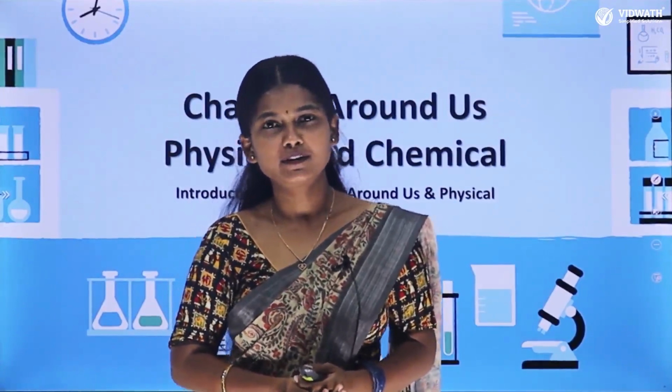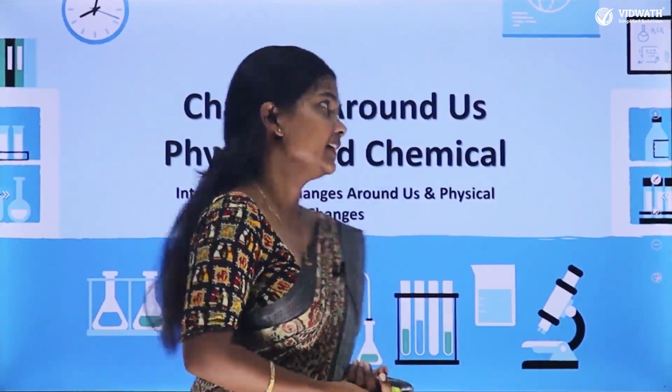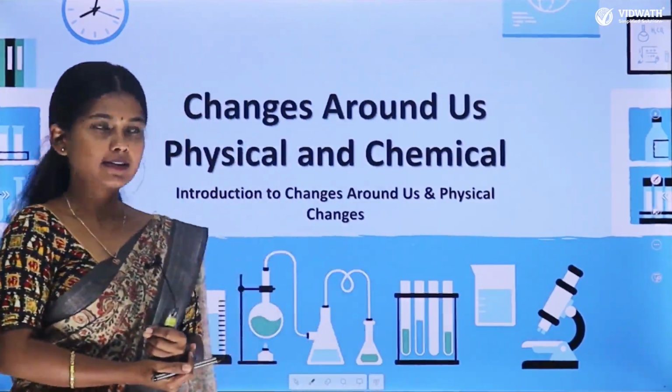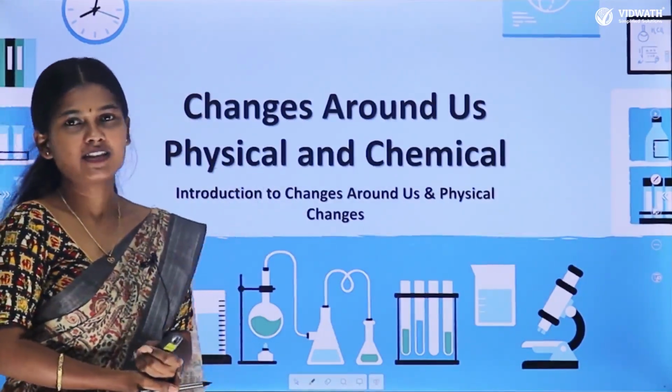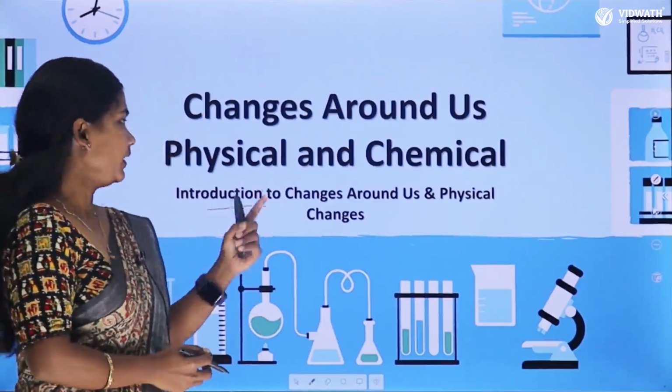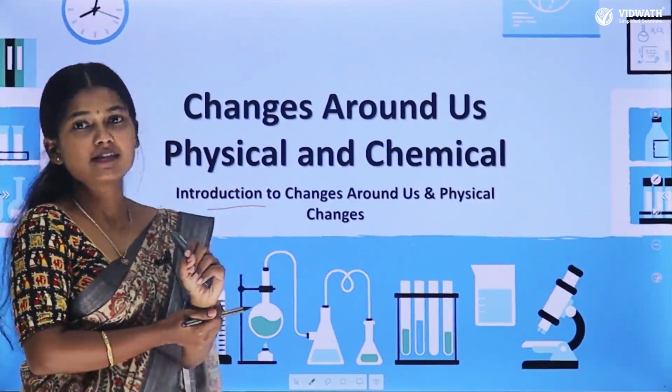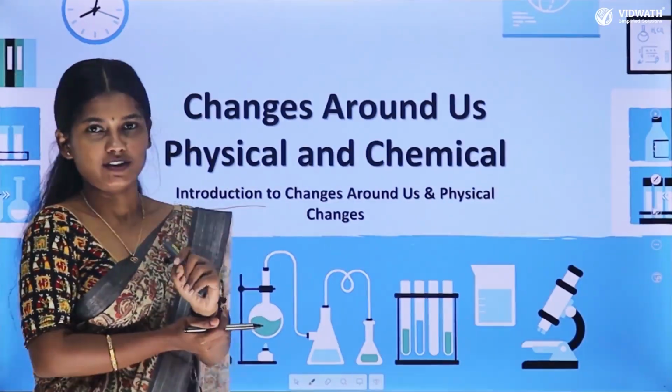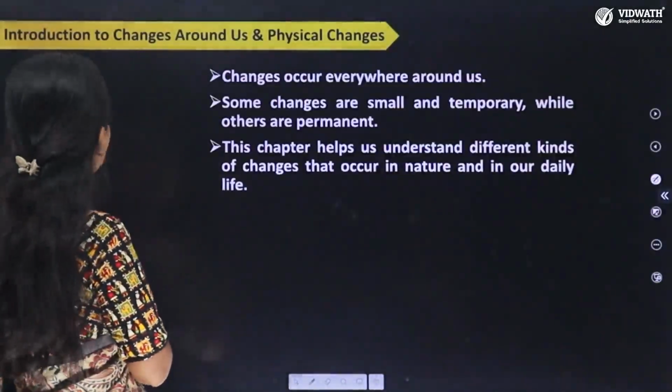So today I'm here with one more new chapter for grade 7 kids, that is changes around us, which is physical and chemical change. So in this particular session we are going to study and learn about the introduction to changes around us and physical changes. Okay, so what exactly are we going to learn in this?